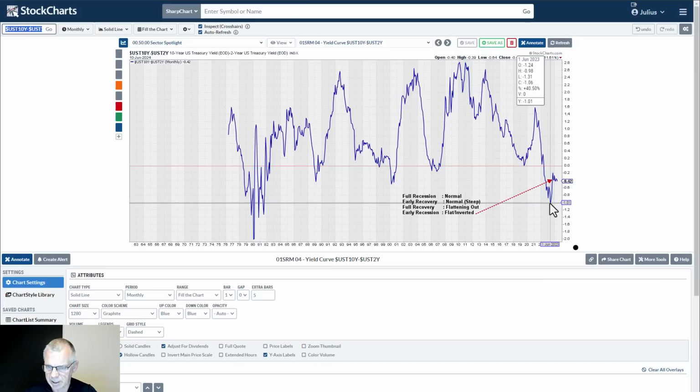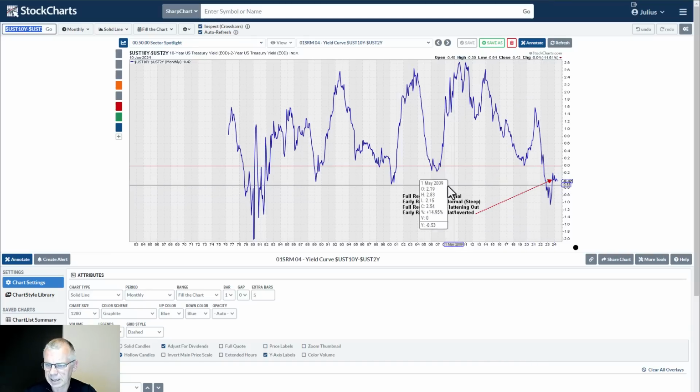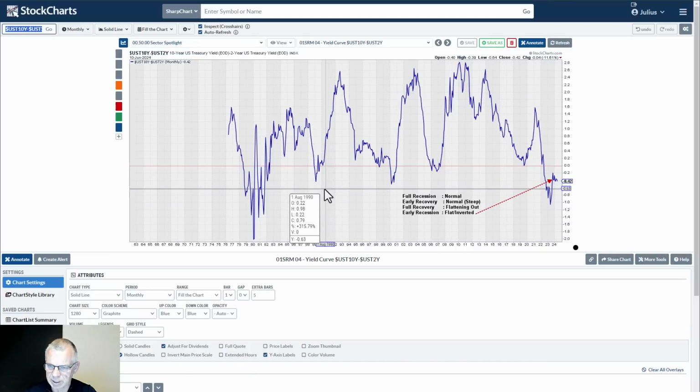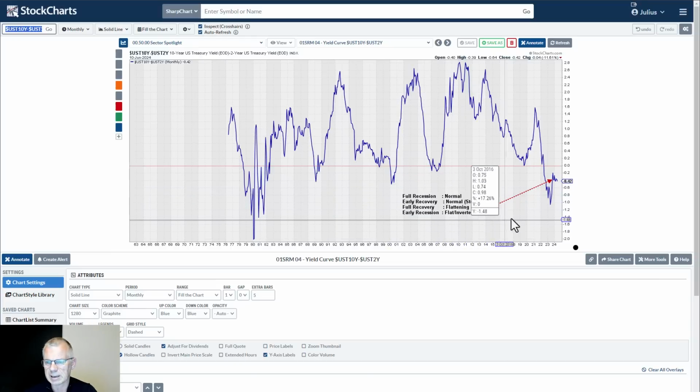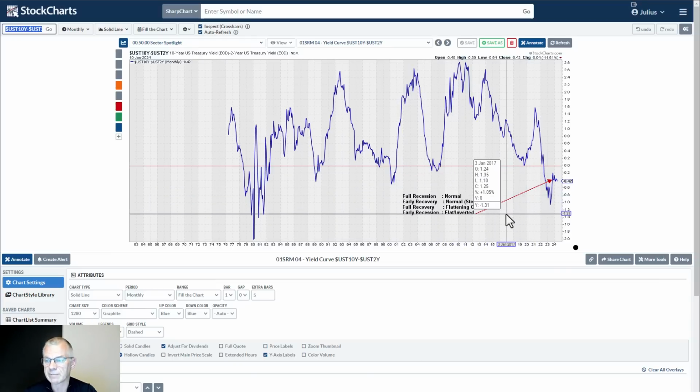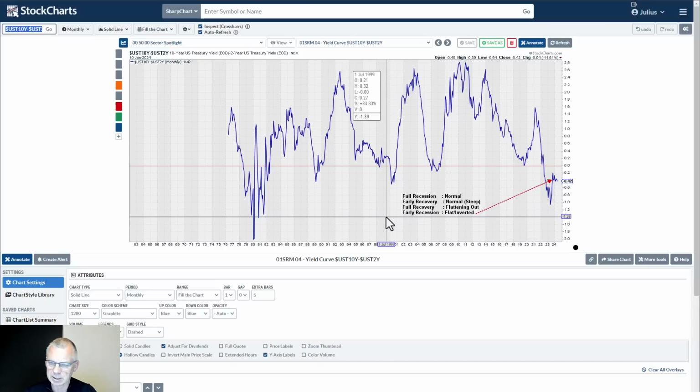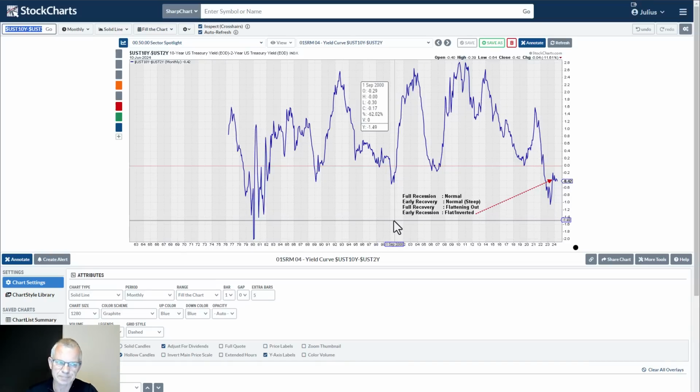We were very deep. We were at the lowest level of the last 30 years, and now we're at levels that we saw in 2000 and maybe 1989. So still very much an inverted yield curve, which in terms of the sector rotation model means an early recession.